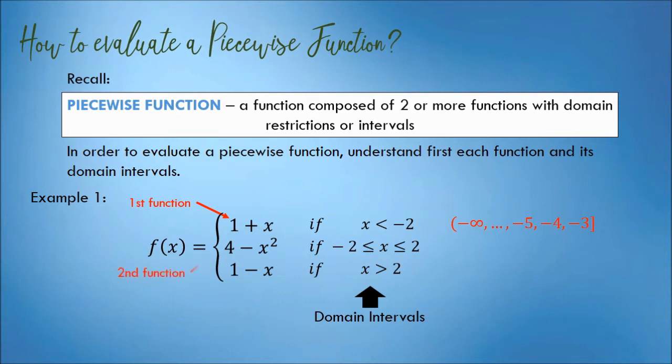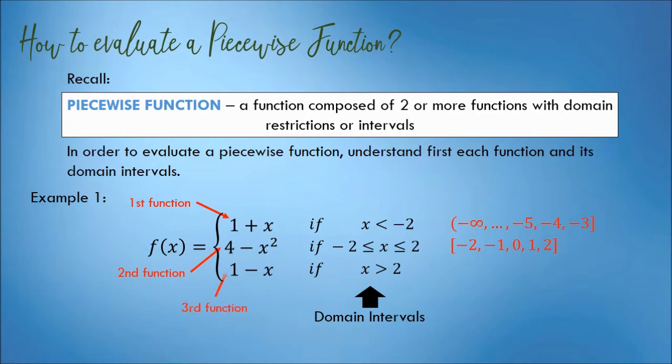Next, this is the second function, f of x equals 4 minus x squared. The domain interval is x is greater than or equal to -2, but less than or equal to +2. It only means that the only possible values of x here are between -2 and +2. Those values are -2, -1, 0, +1, and +2.